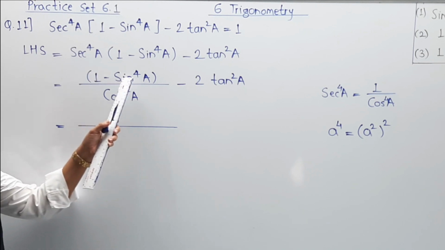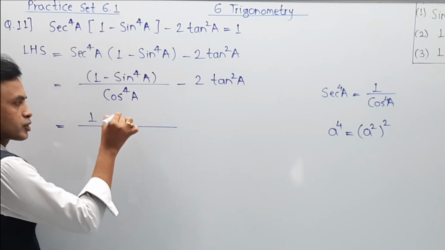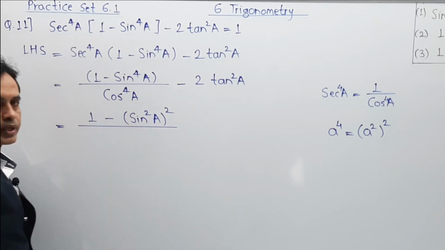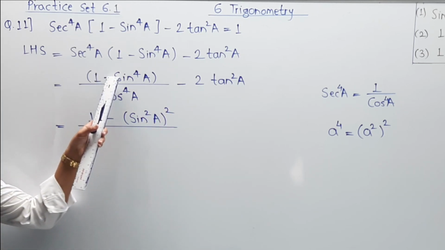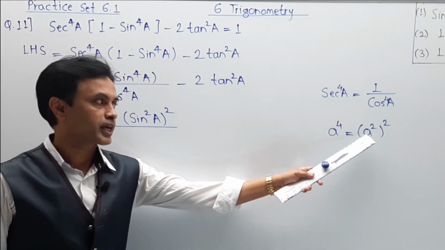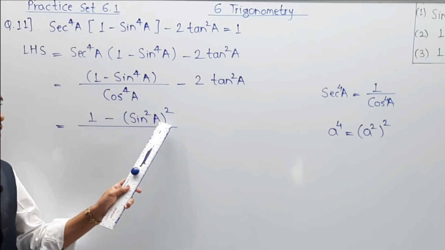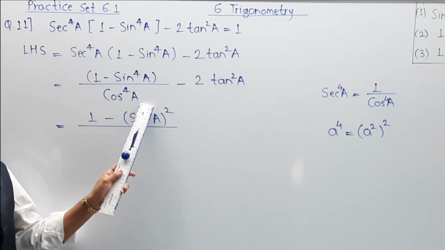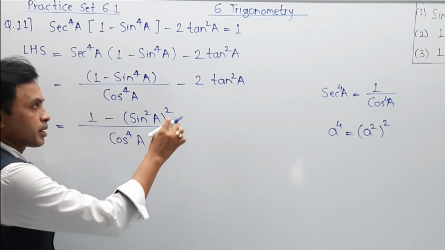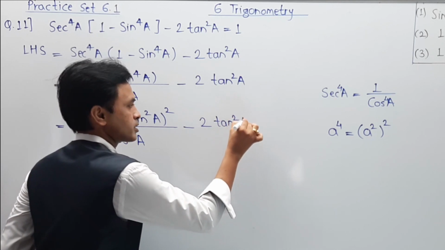Here 1 minus sin raised to 4a can be written as 1 minus sin square a bracket square. I repeat, 1 is as usual, minus sign is as usual, sin raised to 4a. Just like a raised to 4 we can write as a square bracket square, in a similar manner sin raised to 4a is written as sin square a bracket square. Cos raised to 4a as usual, minus 2 tan square a as usual.